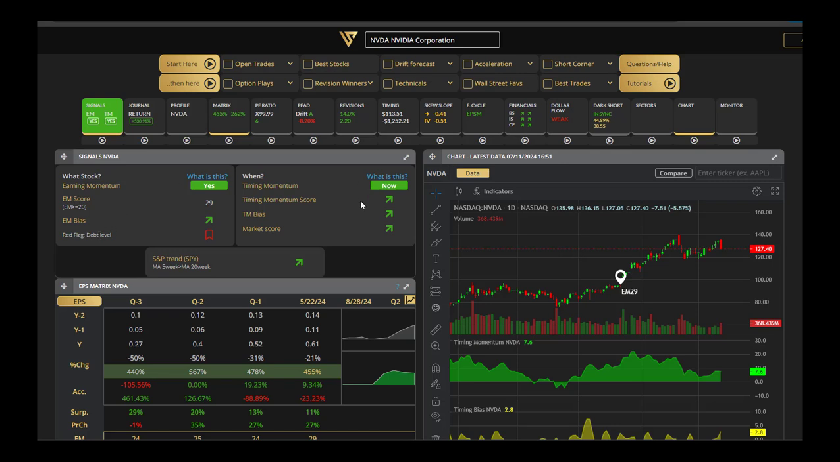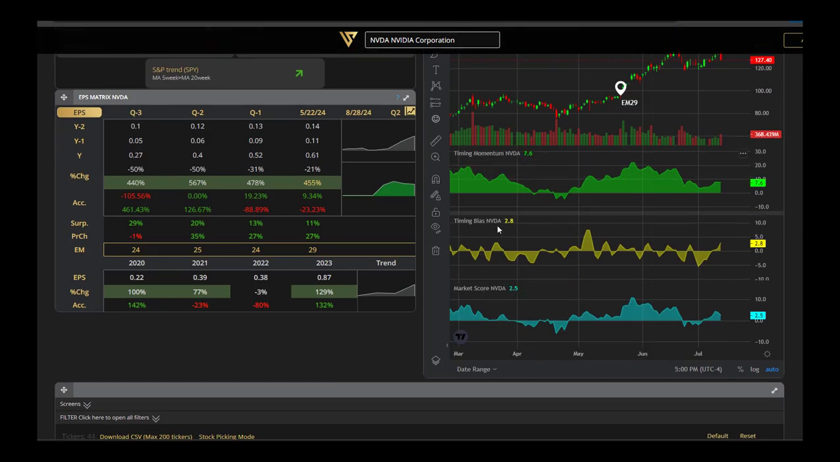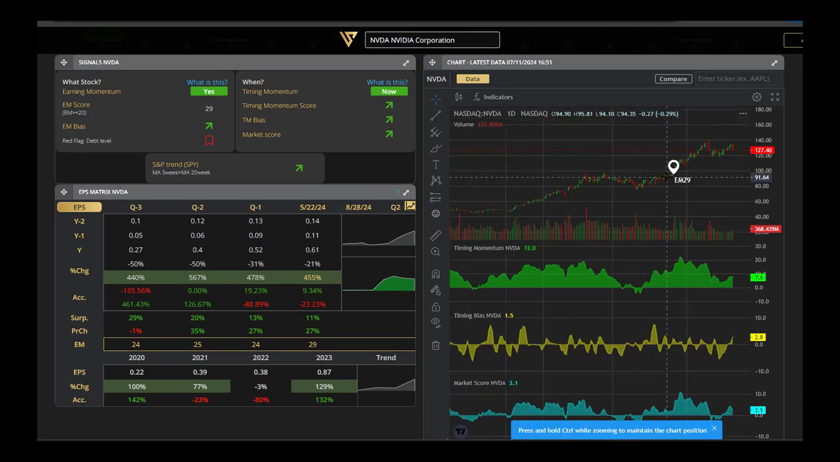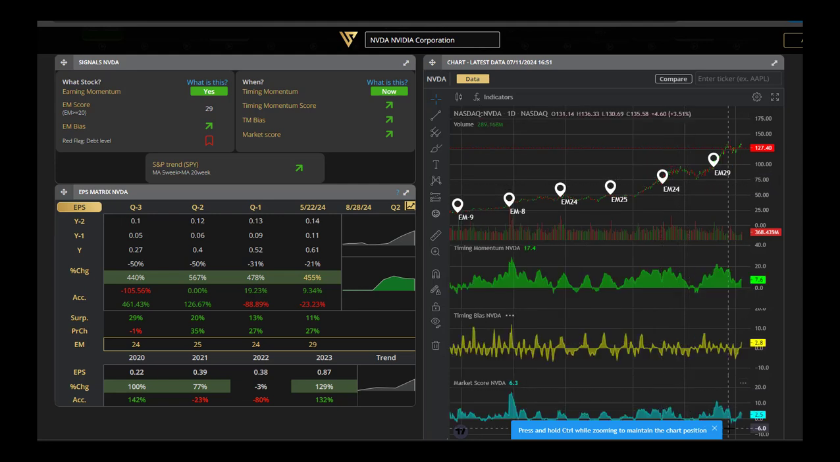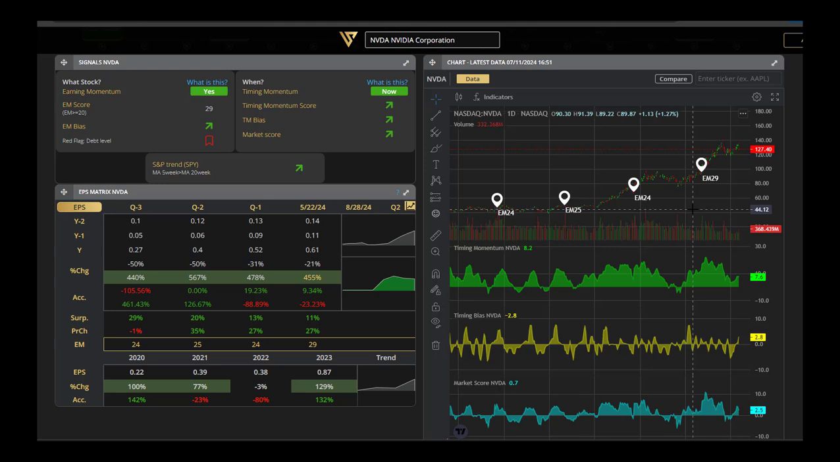And then the right part. The right part is the timing momentum. Timing momentum is more about the price action. It's based on those three indicators: timing momentum, timing bias, and market score. Timing momentum is about the moving averages, both short-term, medium-term, and long-term. The distance to high, there's weighting involved, the percentile.